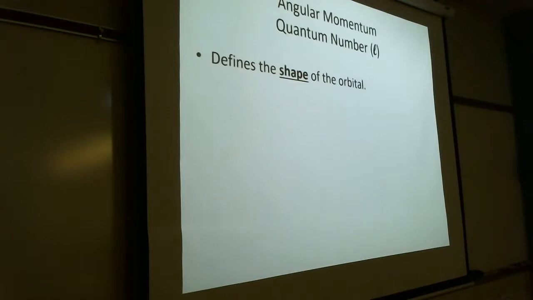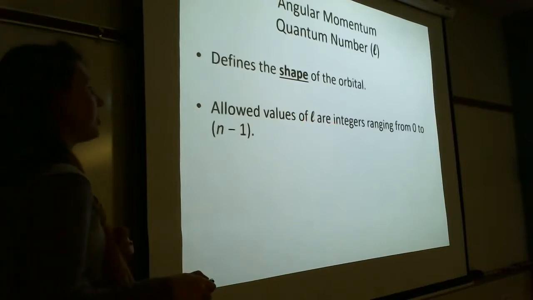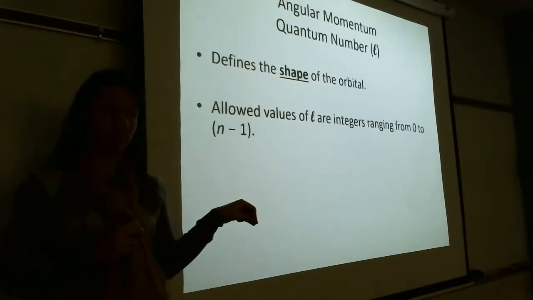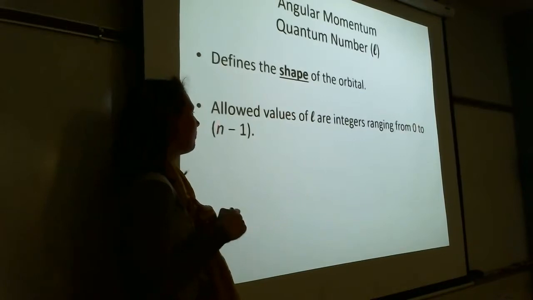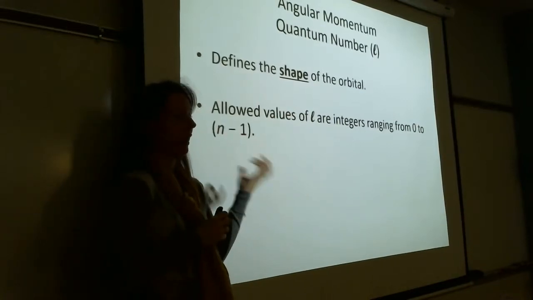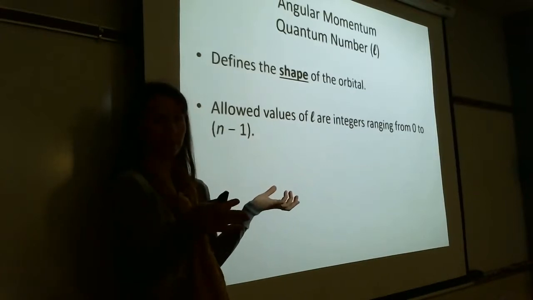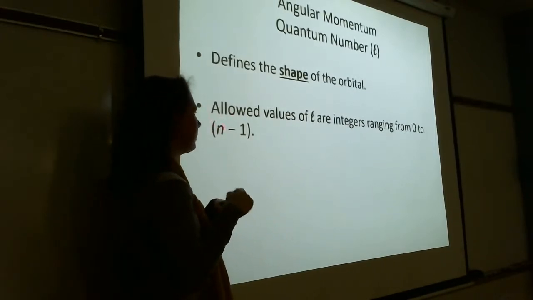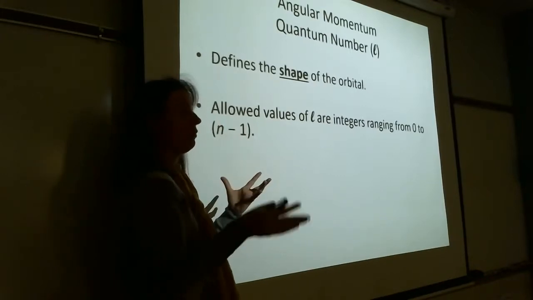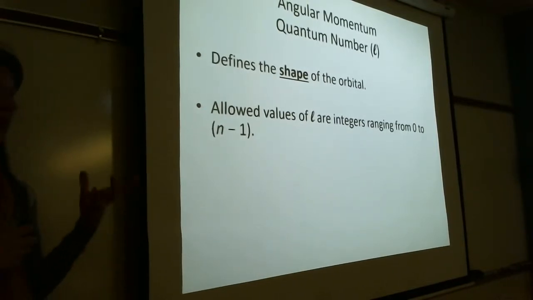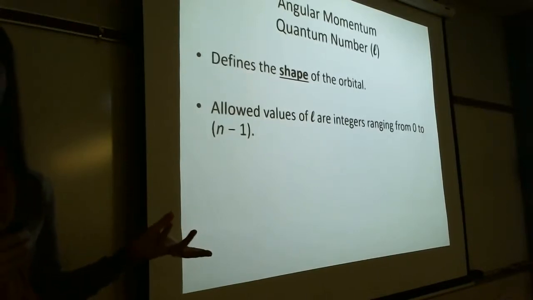Angular momentum, which is lowercase l. Again, I put it in cursive just so that you don't think it's the number 1. It tells us the shape. Now, L can be any number from 0 up to n minus 1. L can be 0. N cannot. The allowed range is 0 up to n minus 1. So, for instance, if n equals 4, then L could be any number up to 3. Whatever your value of n is, L can be 0 up to n minus 1. If n is 1, then L would be 0.